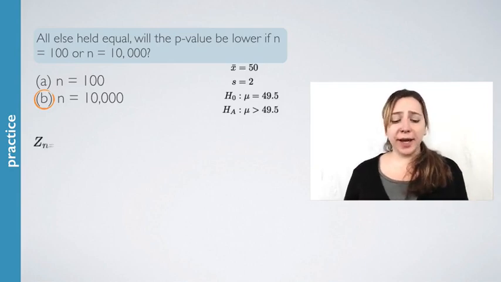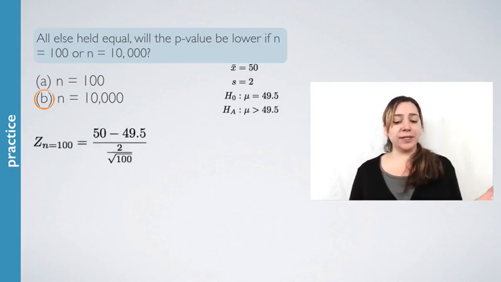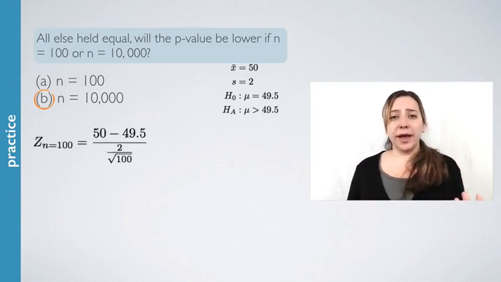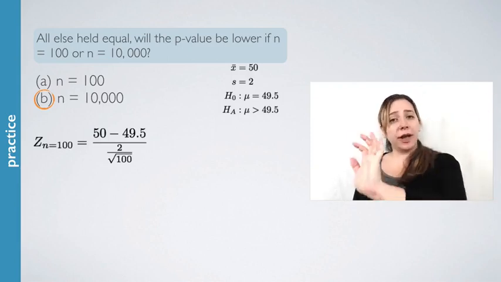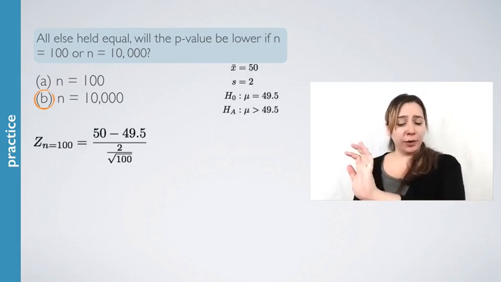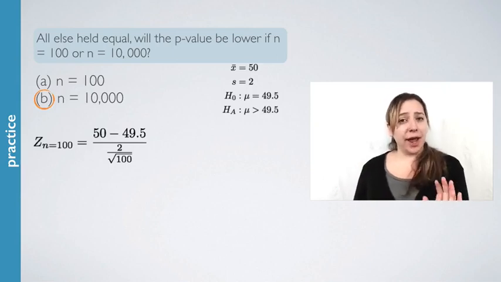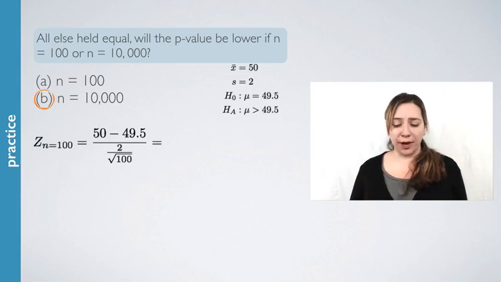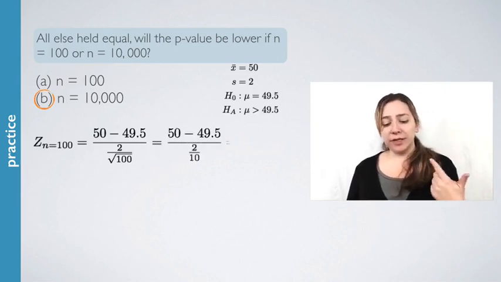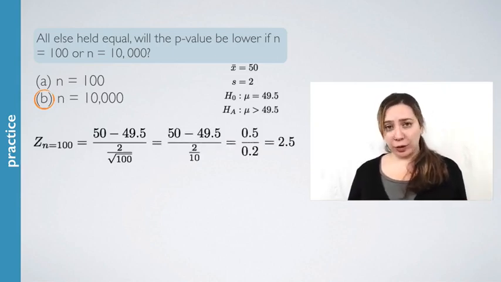So, if I want to calculate the z-score when the sample size is equal to 100, my z-score calculation would go as sample mean, 50, minus the null value, 49.5, divided by a standard error, which is 2, the standard deviation, divided by square root of n. And I can work through the math of this, and the z-score comes out to be 2.5.